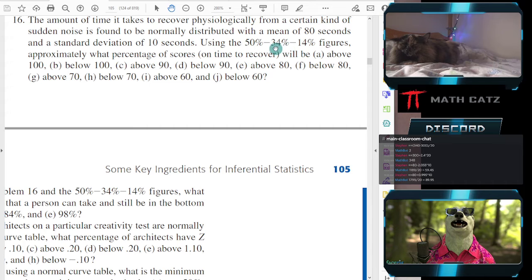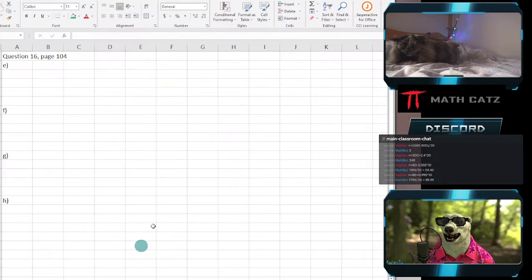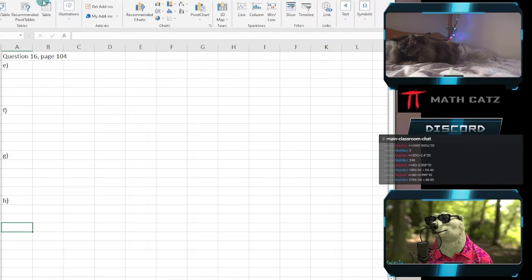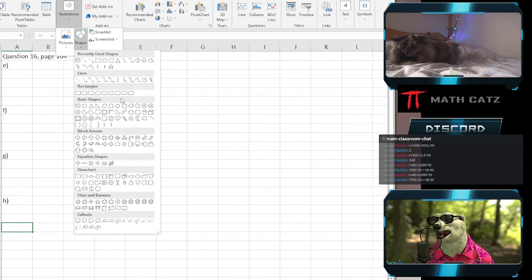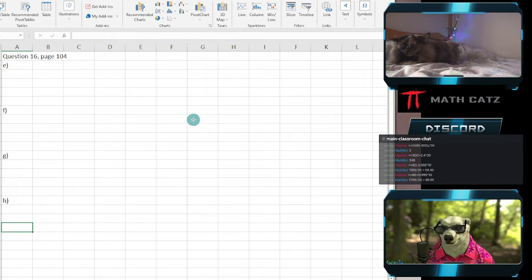Using the 50, 34, 14% figures, approximately what percentage of scores will be above 100, below 100, above 90, below 90, and so on. Now, previously we did A, B, C, and D, so let's maybe do E, F, G, and H. But first, remember what do these rough figures represent? Now, drawing here is not as convenient as it might be by hand, but let's do a rough illustration of the normal distribution. Let's put it over here.